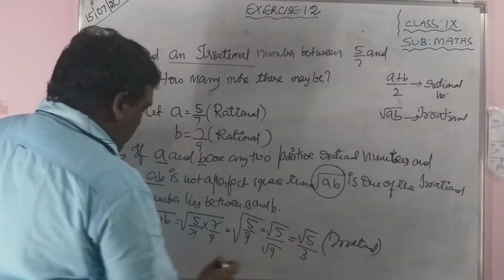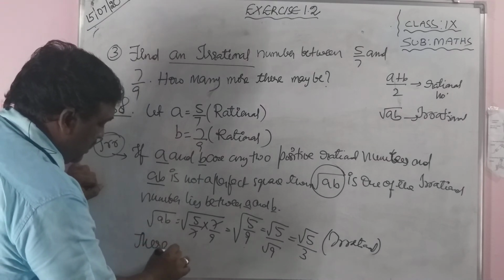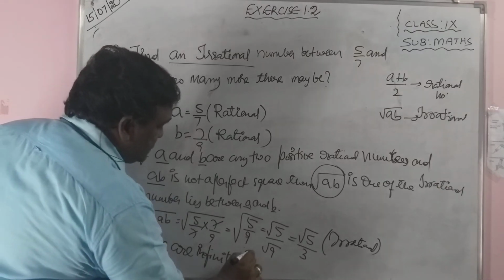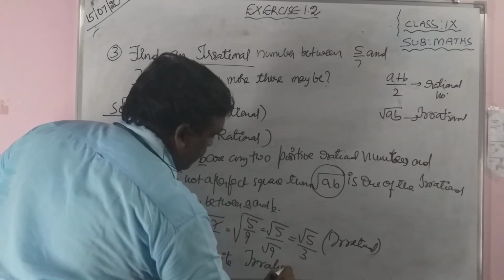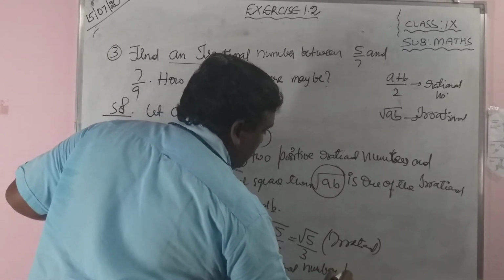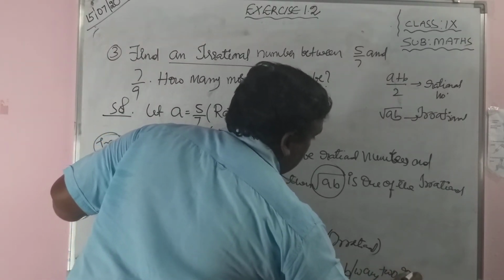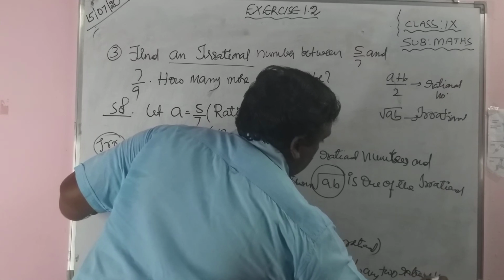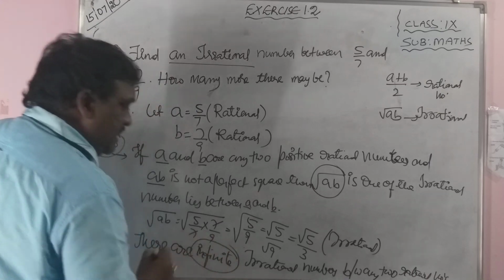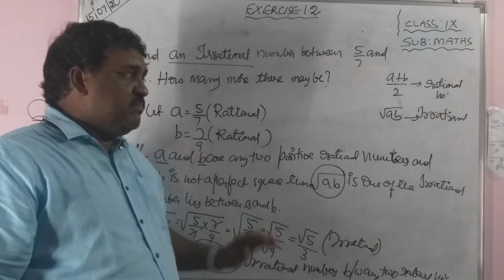Like that, how many are there? There are infinite irrational numbers between any two rational numbers.